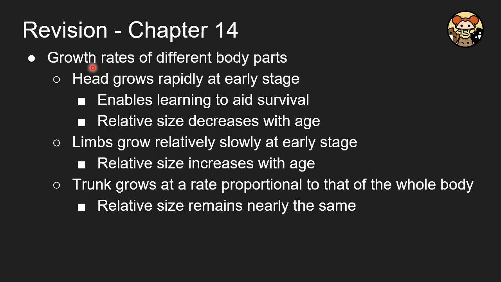And let's talk about the growth rate of different body parts. For the head, it grows rapidly in the early age. It enables us to learn, and relatively the size will decrease with age. As for the limbs, there's our arms and legs. It will grow relatively slowly in the early age, and the relative size increases with age. As for the trunk, there's our body trunk. It will grow at a rate proportional to the whole body, so the relative size remains nearly unchanged throughout our lifetime.